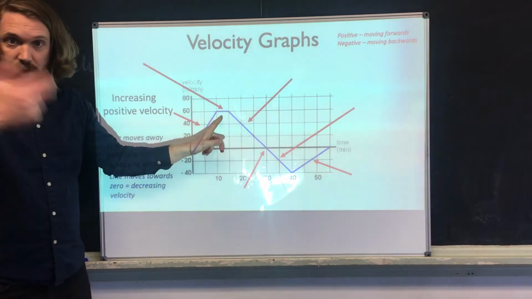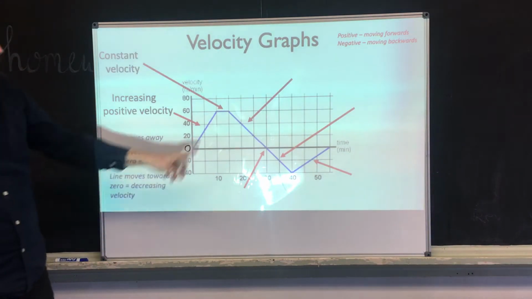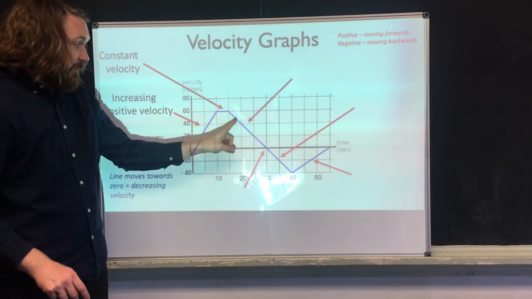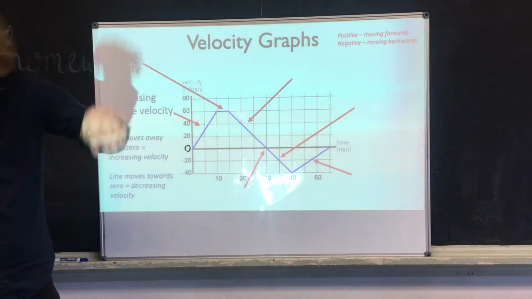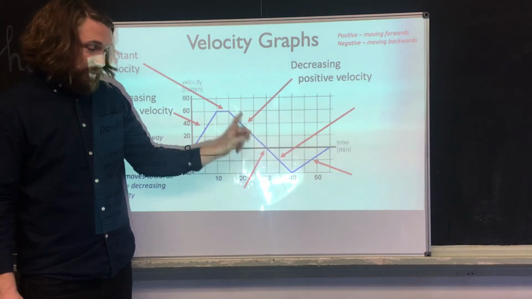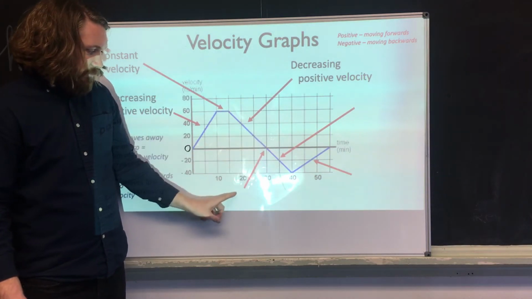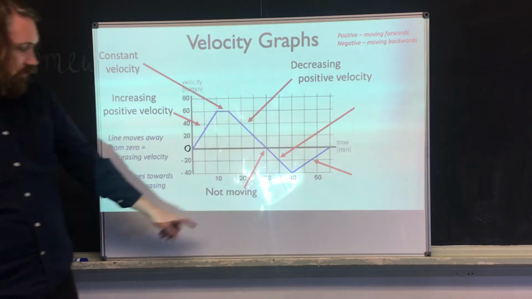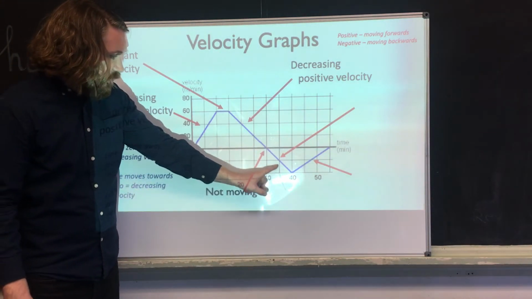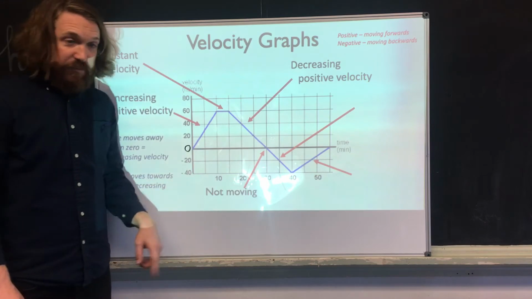What's this? Exactly. This is a constant velocity, and it's above 0, so it's positive. This is going back to 0. It's going towards 0, meaning it is a decreasing positive velocity. Right here, what's happening when we hit 0? We're not moving.